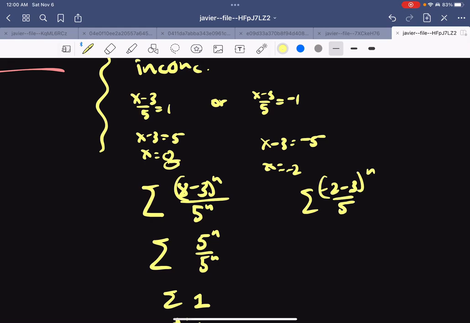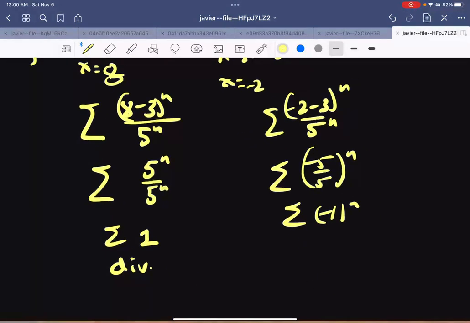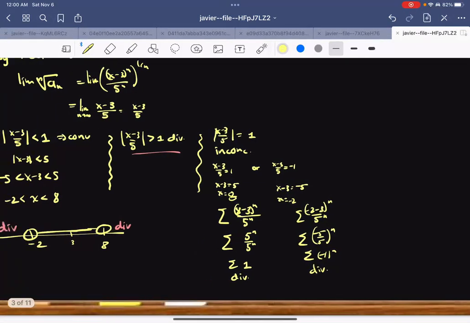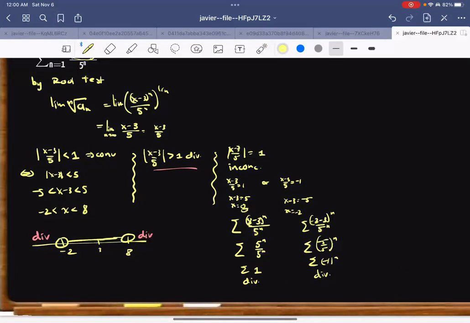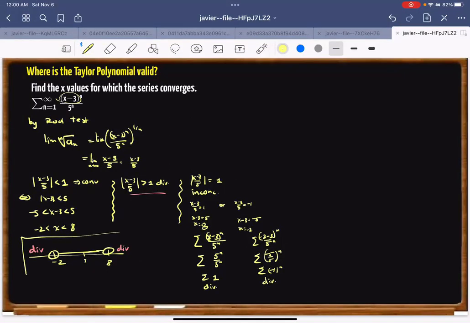That would be raised to the n, and that would be raised to the n. That would be summation of negative 5 over 5 raised to the n. That would be summation of negative 1 to the n. And, of course, that would diverge as well by the divergence test. And so neither one of these endpoints gets filled out or included in the interval of convergence. And so we have that this is the final answer.